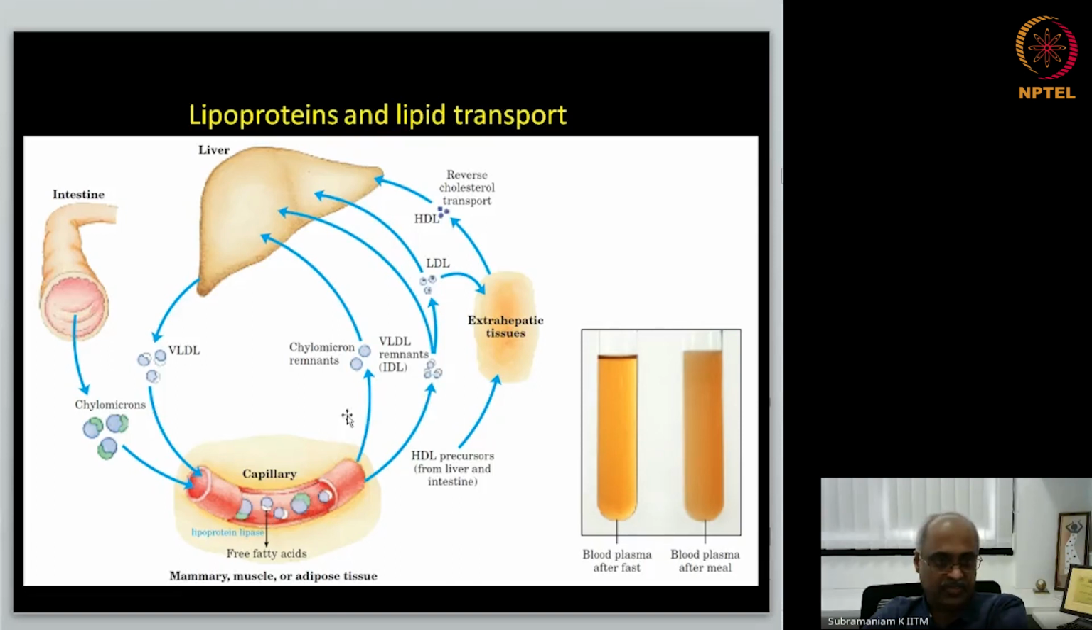And the remnants of that chylomicron, after it unloads the lipid cargo, go back to the liver.